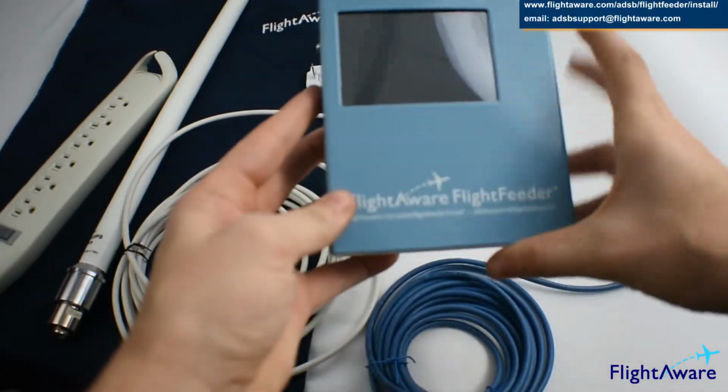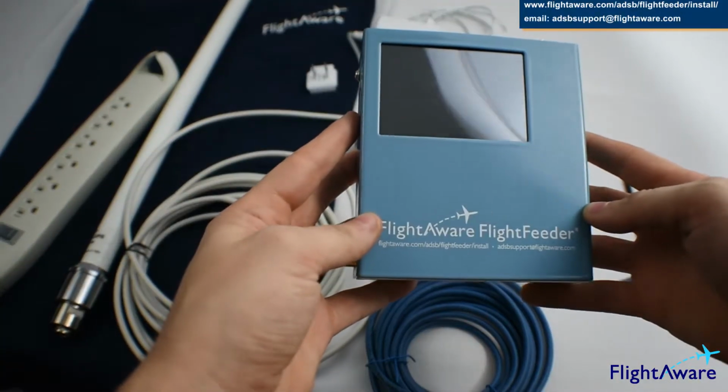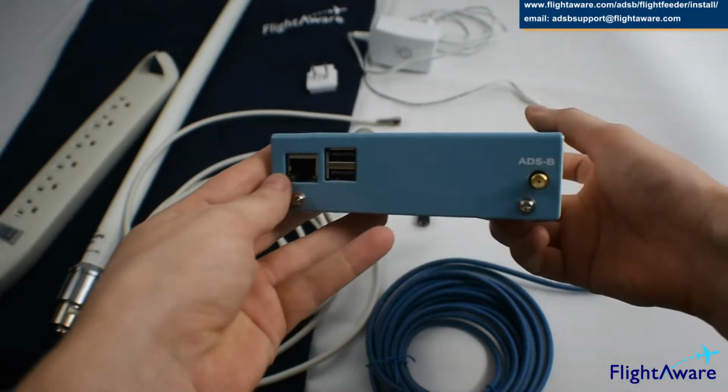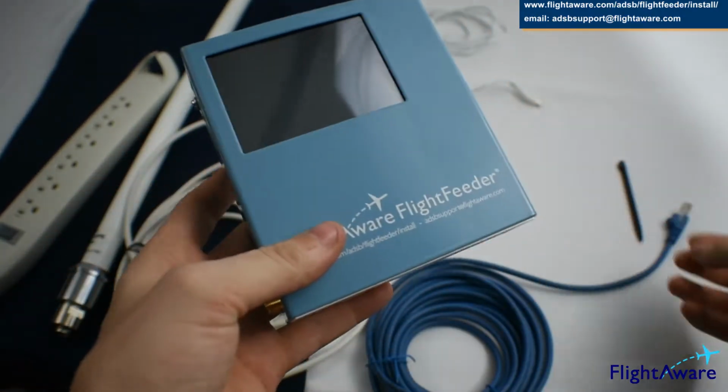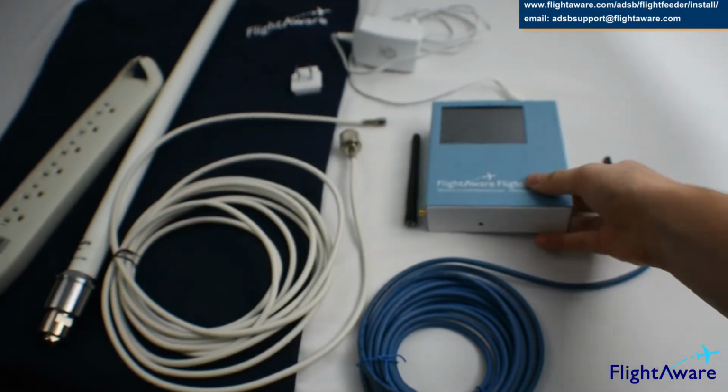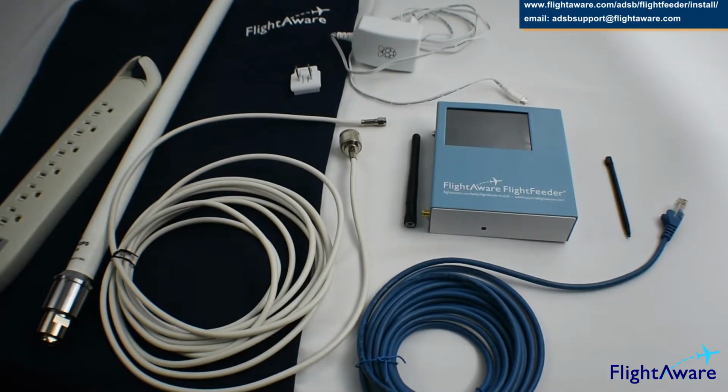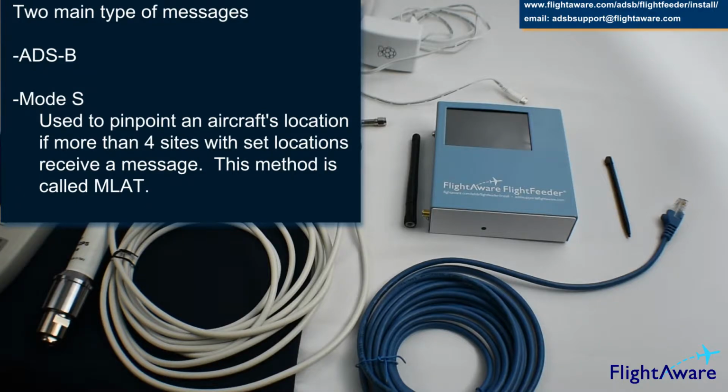Let's start with the main part, the FlightFeeder. Inside are several circuit boards that take the signal received by the antenna, translate the signal into a digital stream, and then send the data to FlightAware. There are two main types of messages received by the setup, MODES and ADS-B signals. ADS-B messages include most of the information needed to track an aircraft, like the location, tail number, direction, and speed.